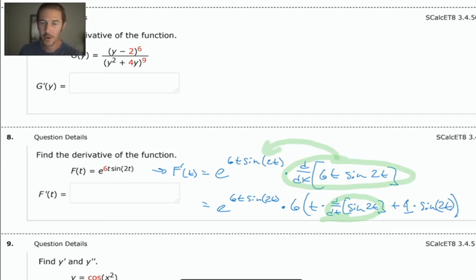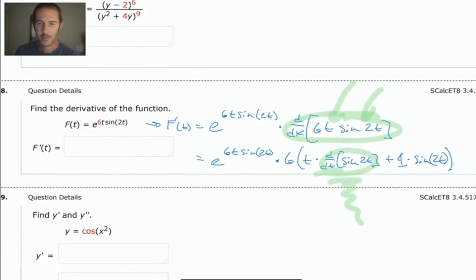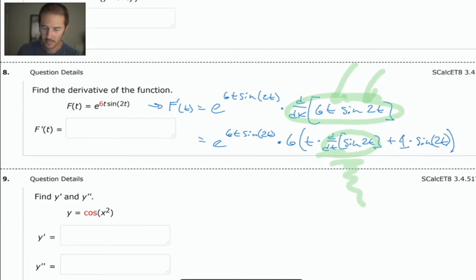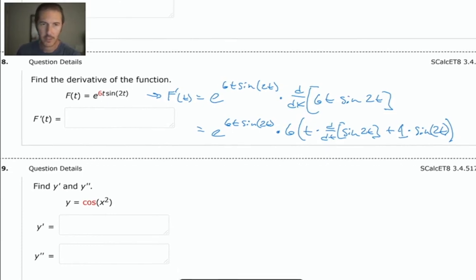And then within the process of taking this derivative, we have to take the derivative of t and the derivative of the sine of 2t. Of course, when we take the derivative of the sine of 2t, there's another instance of the chain rule. We have to multiply by the derivative of the inner function there, the derivative of 2t. So much fun. We're almost there. I'm going to keep making a mess and then I'll leave you to clean it up.